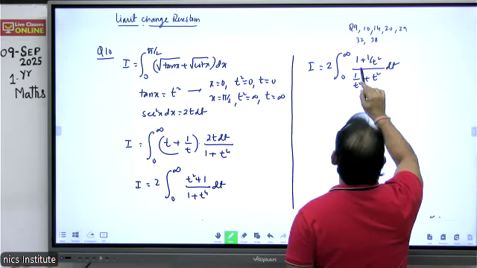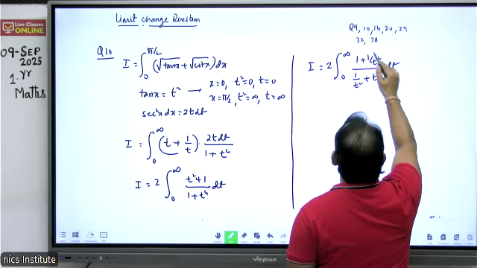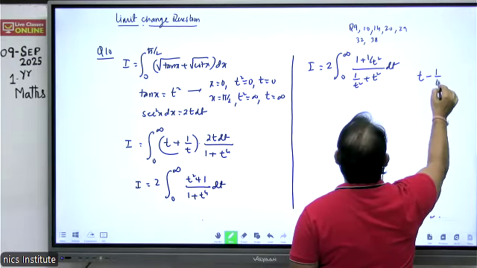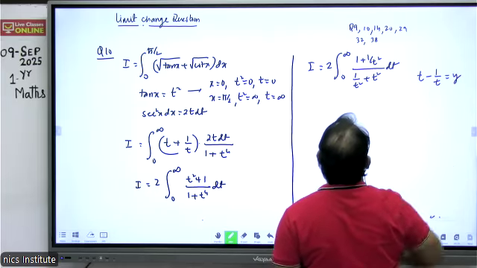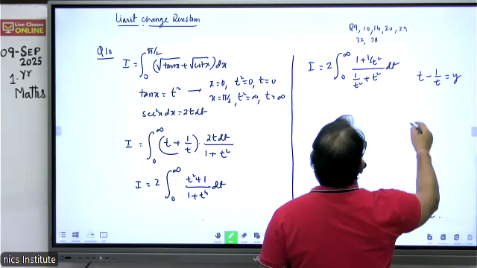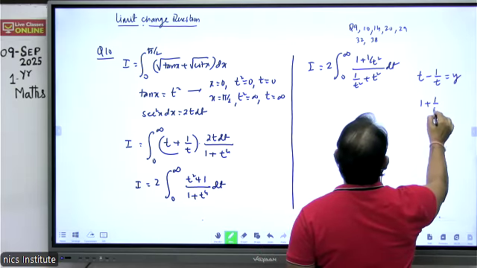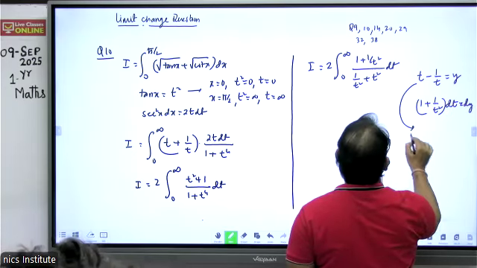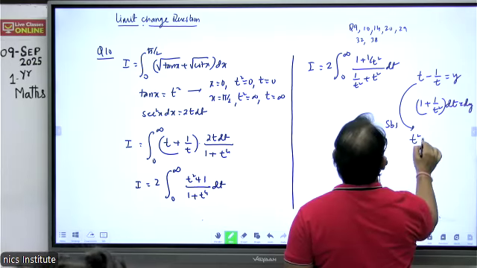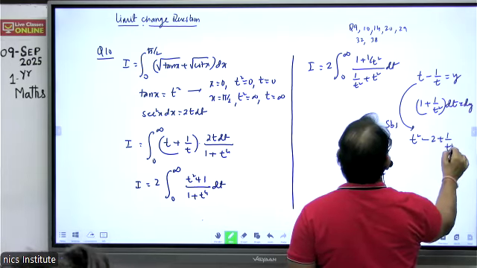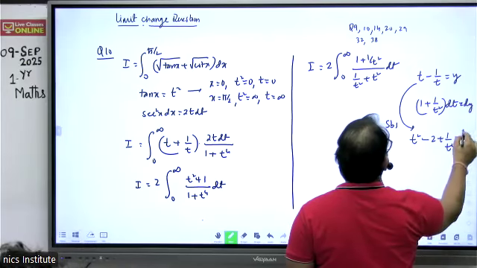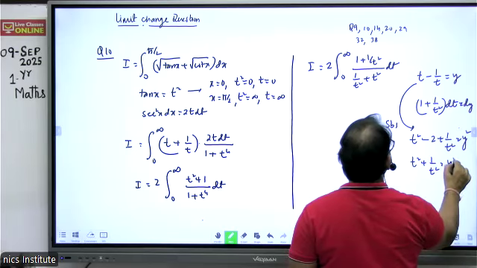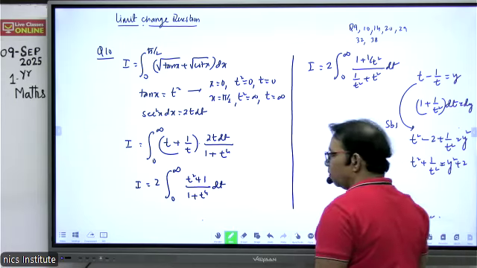You ask yourself, this is the differential of what? So you substitute t minus 1 by t as y. Differentiate this: 1 plus 1 by t square dt is equal to dy. Squaring both the sides gives you t square minus 2 plus 1 by t square is equal to y square. So t square plus 1 by t square is y square plus 2. That is your denominator. I'm not changing the limits.